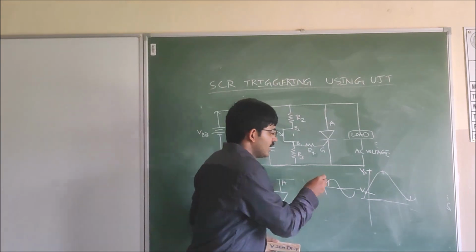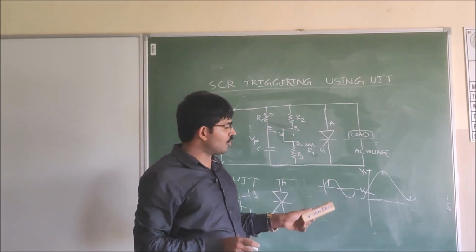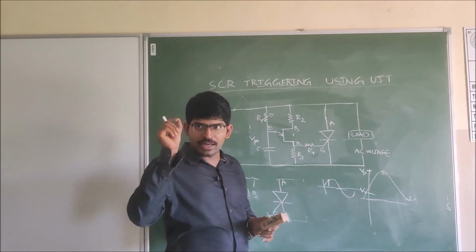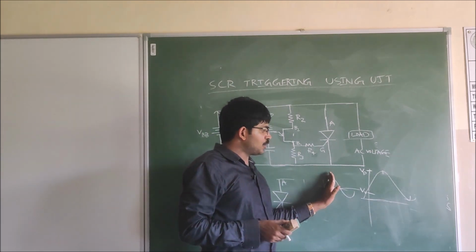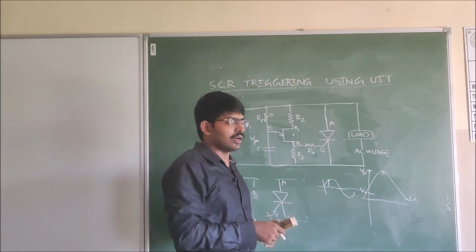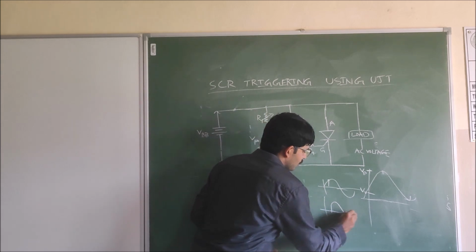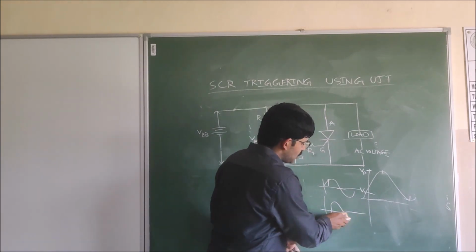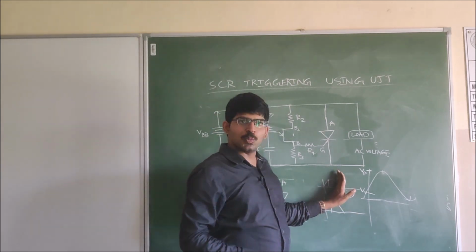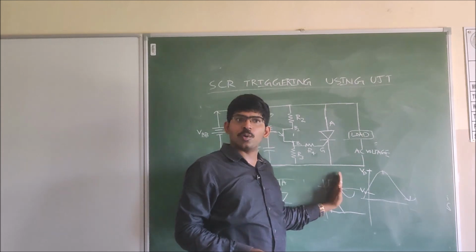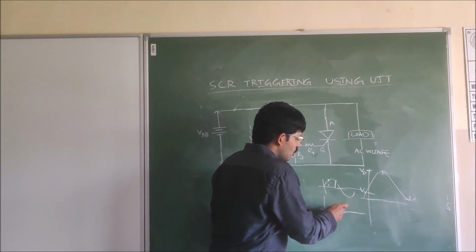For example, at this point I want to trigger the SCR, such that the firing angle will be given to the gate in such a way that at this point the SCR will turn on. Now the output voltage will be as shown. Why are we not getting negative voltage? Because the SCR is a unidirectional device. Why are we getting it from this point only? Because we have triggered the SCR at this point only. If we trigger the SCR at this point, then the output voltage we get is only this one.